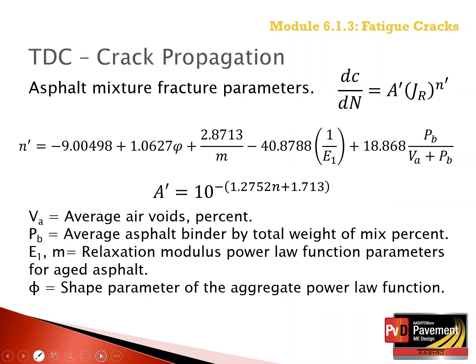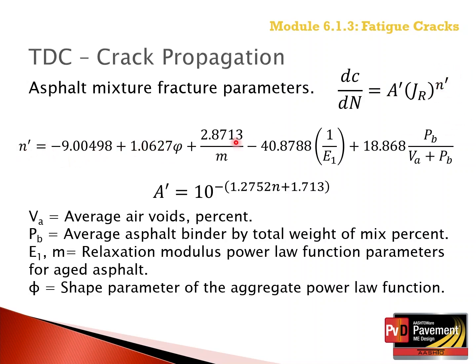The asphalt fracture parameters are displayed on this slide. Similar to bottom-up fatigue cracks, the volumetric properties of air voids and asphalt content have an impact on the fracture parameters and thus on the occurrence of top-down fatigue cracks. So N and A of the fracture mechanics approach are determined and shown on this slide.